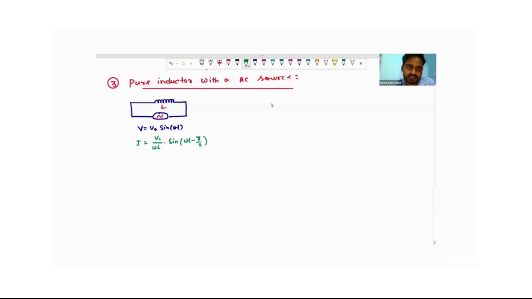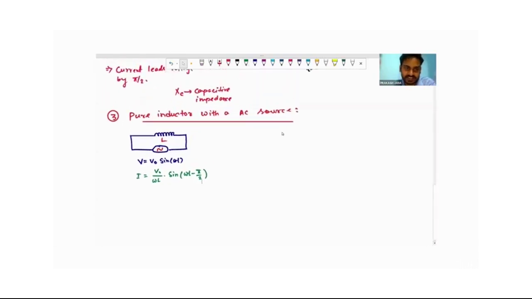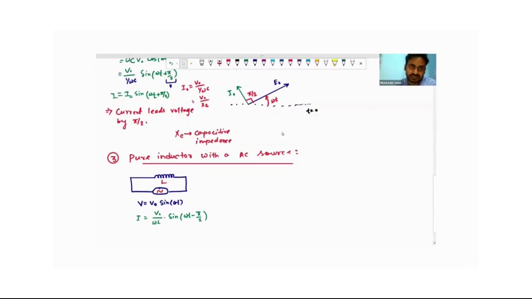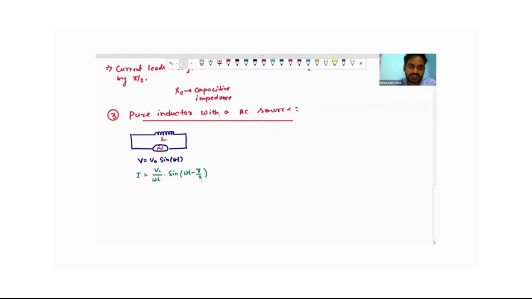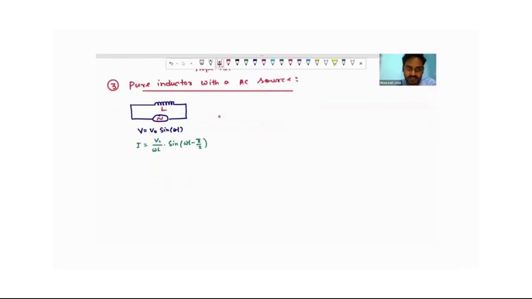In the capacitor, we got the current as sine of omega t plus pi by 2. But in the case of a pure inductor, it is sine of omega t minus pi by 2. Just believe me, you have to derive it. We will derive it in other classes if possible. So the current is this.